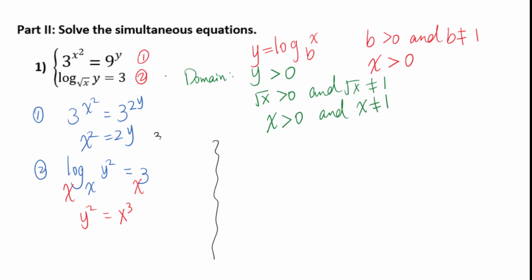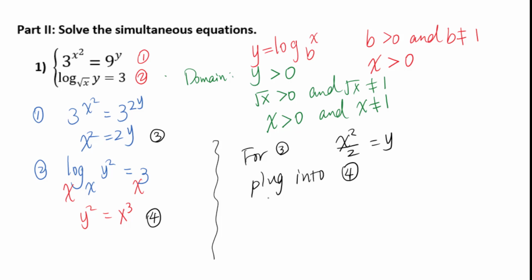Let's label this as the third equation, and this as the fourth equation. For the third equation, we will get x squared over 2 equals y. We want to use substitution to solve this system of equations. Then we plug x squared over 2 equals y into equation 4. We will get x squared over 2, squared, equals x to the third power.